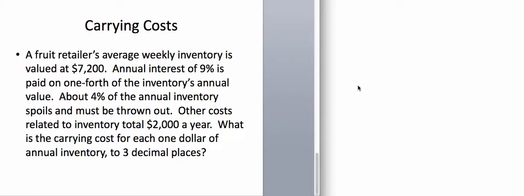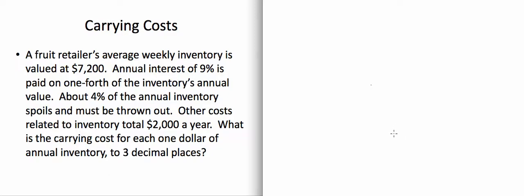So in this example, we have a fruit retailer, and their weekly inventory is valued at $7,200. So that's a week. We're going to multiply that by 52 to get their annual inventory, which gives us a value of $374,400.